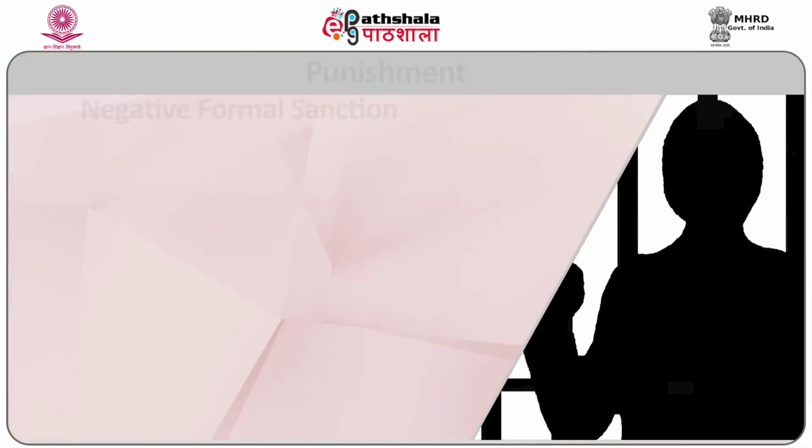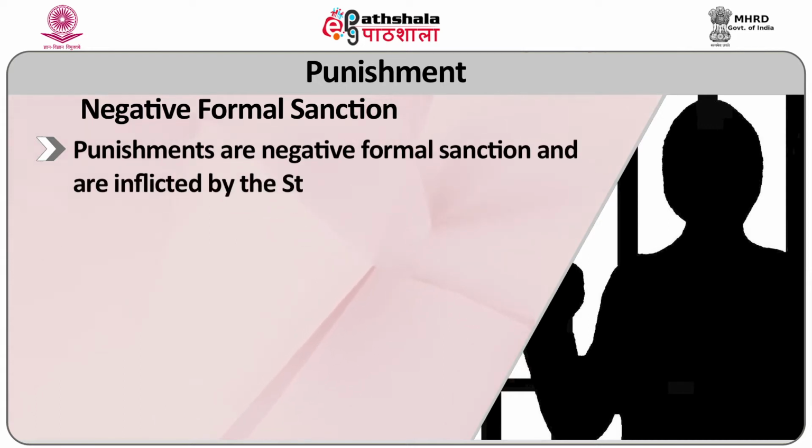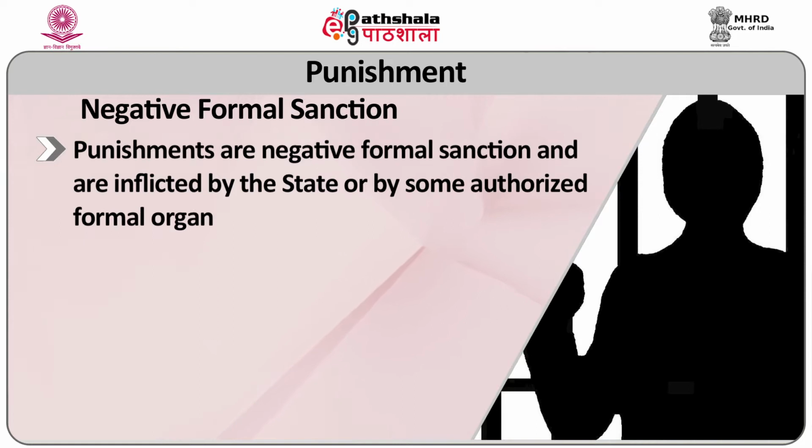These sanctions can be categorized into formal and informal sanctions, which can further be subdivided into positive and negative sanctions. The categorization is based on their forms and sources. Sanctions as a tool for social control compel individuals to abide by social norms through fear of the reactions of society, and through these external sources social control is accomplished. Punishments are negative formal sanctions and are inflicted by the state or by some authorized formal organization.